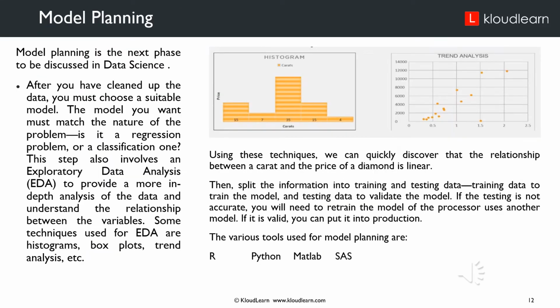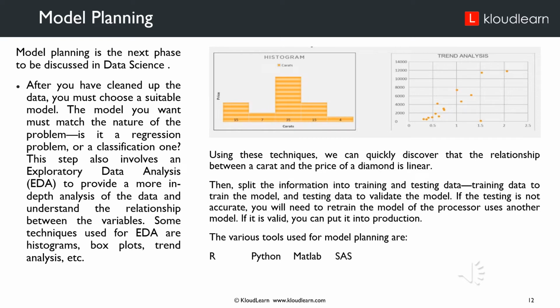Model planning. Model planning is the next phase to be discussed in data science. After you have cleaned up the data, you must choose a suitable model. The model you want must match the nature of the problem. Is it a regression problem or a classification one? This step also involves an exploratory data analysis to provide a more in-depth analysis of the data and understand the relationship between the variables. Some techniques used for EDA are histograms, box plots, trend analysis, etc.